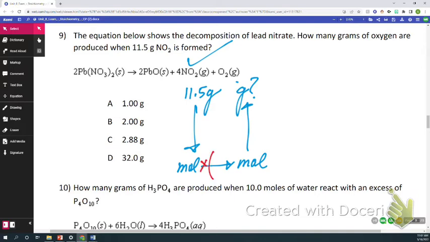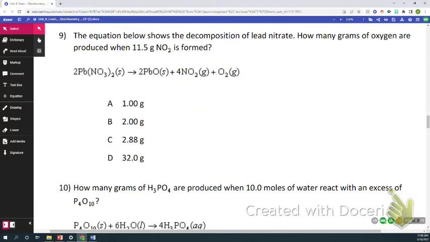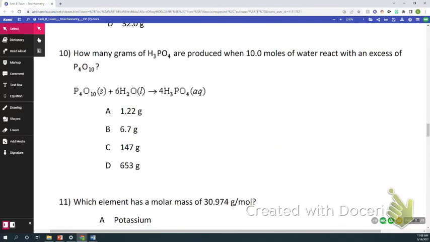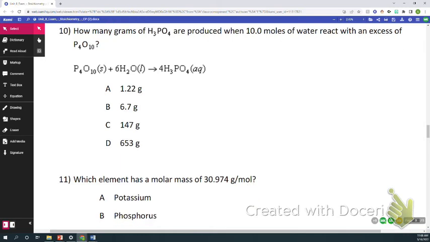What is the train though? The train here is 1 to 4. To ride over, it's 1 to 4. Okay? You try doing that. Let's look at number 10. 10 you can do also. This time, it's even easier because they gave me moles already. They tell me I have 10 moles of H2O.